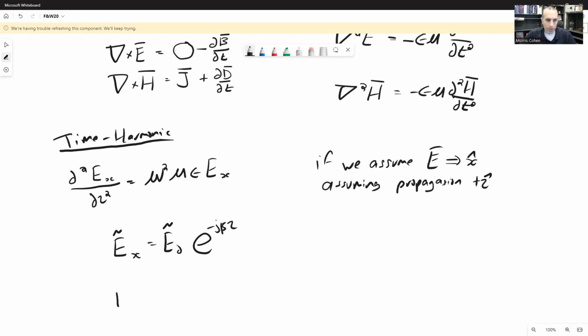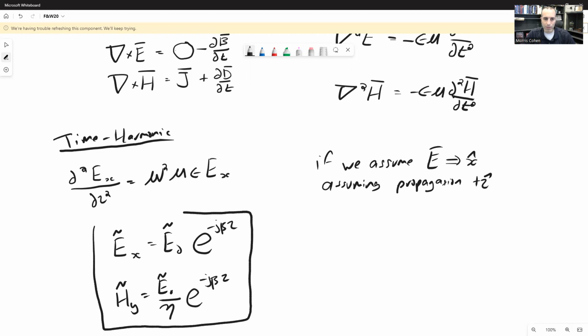And the magnetic field will be pointed in the y direction, and it's going to be equal to E0, that phasor at the origin, divided by eta times e to the minus j beta z. And you'll notice that there's a clear relationship between the electric field and the magnetic field. The first is that they point in different directions. The electric field is pointed in the x direction, and the magnetic field in the y direction. The second is that the electric field equals the magnetic field times this function eta, which is equal to the square root of mu over epsilon.